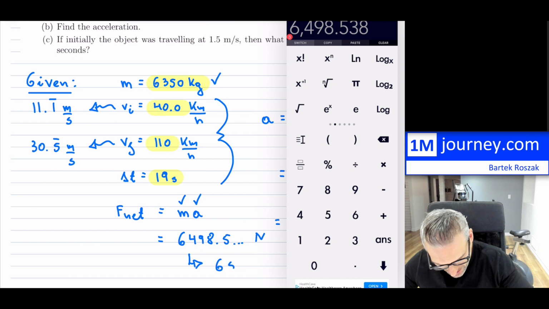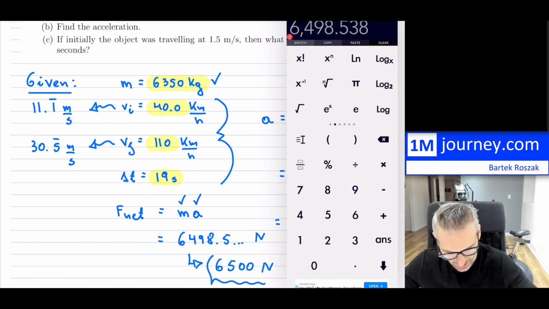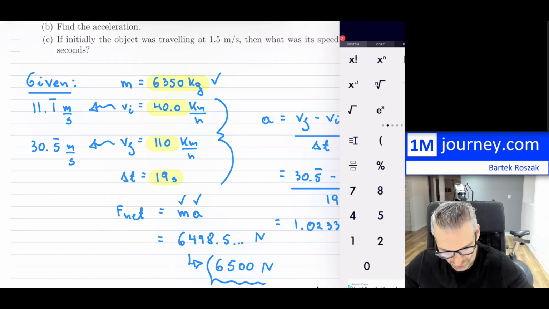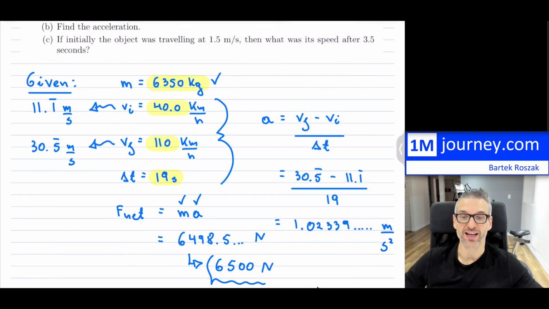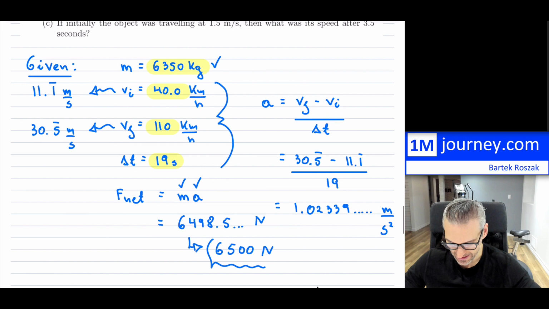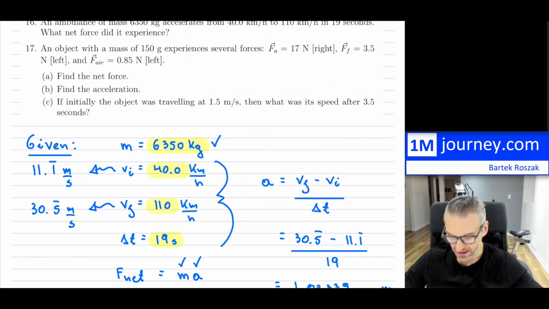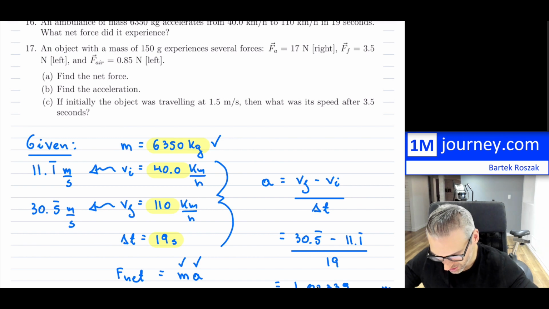And so that's going to be 6,500 newtons. So that would have been our net force rounded to two significant figures. And that is it, for this particular example. Here is the second example that I want to take a look at.